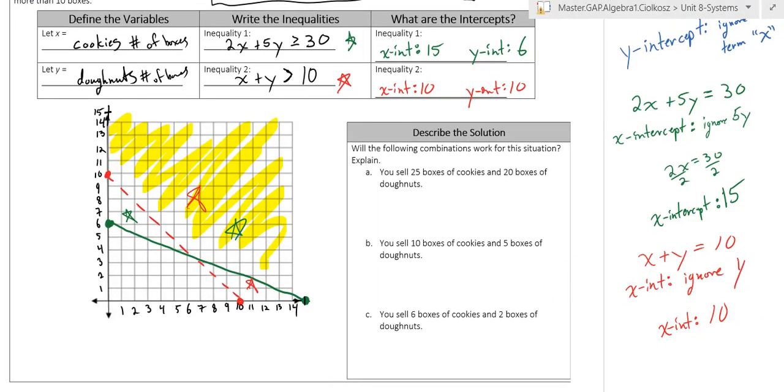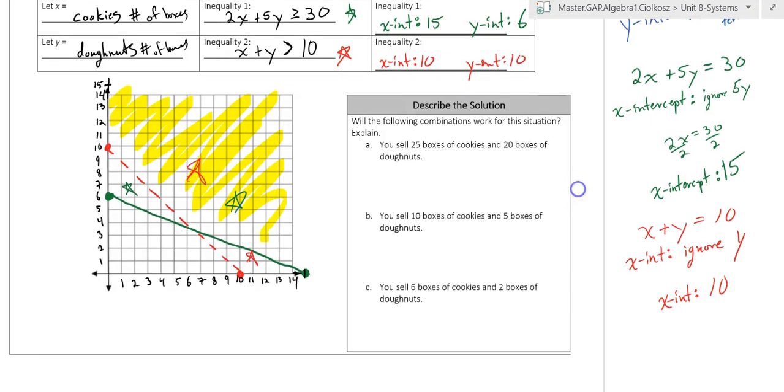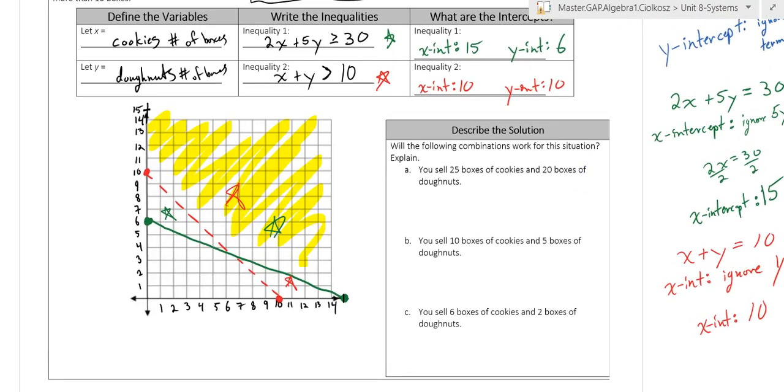Now, let's work with this situation. Well, the following combinations work for this. 25 boxes of cookies, 20 boxes of donuts. So we let cookies be our x. So this axis here represents our cookies. Y was our donuts, so this vertical axis represents our donuts. So the number of each in boxes sold.